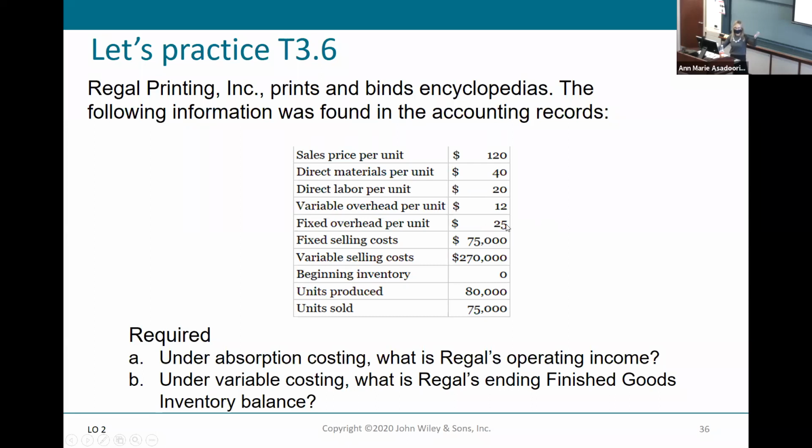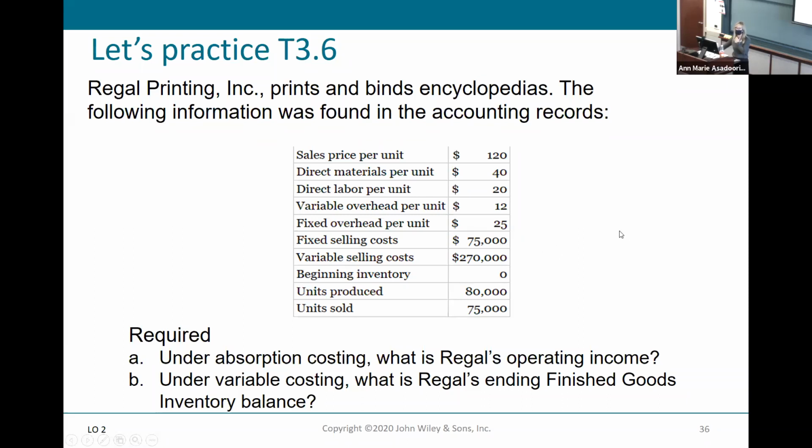I've taken that total fixed, divided it by units produced, and each one is absorbing $25. Here's your fixed selling. Here's your fixed variable. Again, easy. I've already taken that per unit number and multiplied it by units sold. Now I'm also telling you, you made 80,000 units and you sold 75. So if I'm preparing my absorption costing income statement, my net income is going to be higher than my variable costing, because I'm going to have 5,000 units that weren't sold, and those 5,000 units are going to have $25 of fixed factory overhead tied to them.